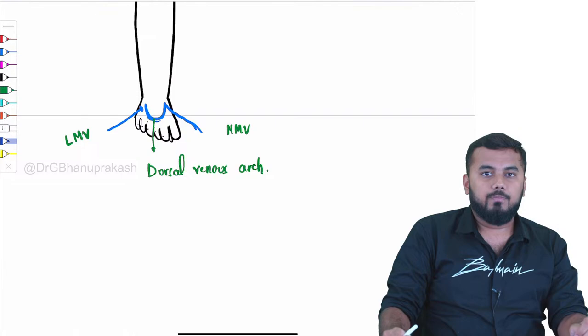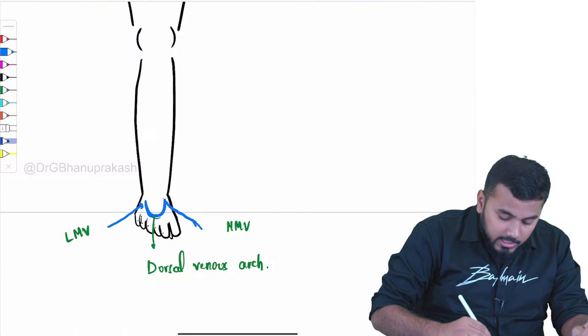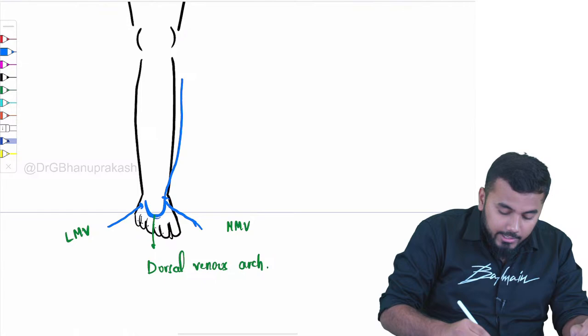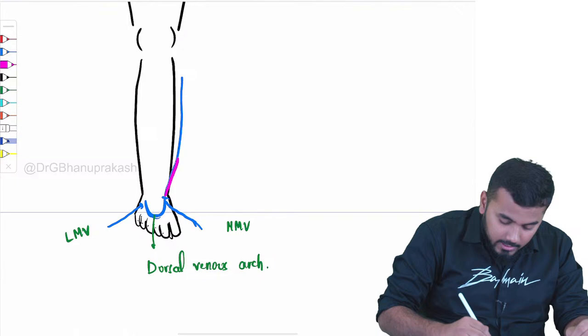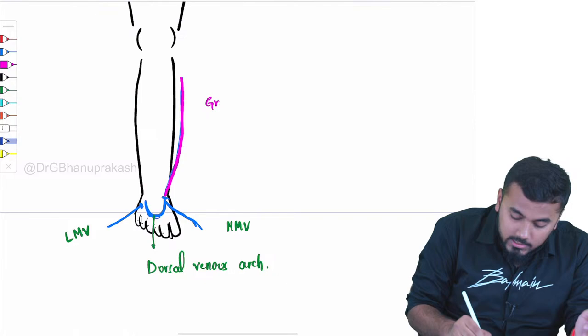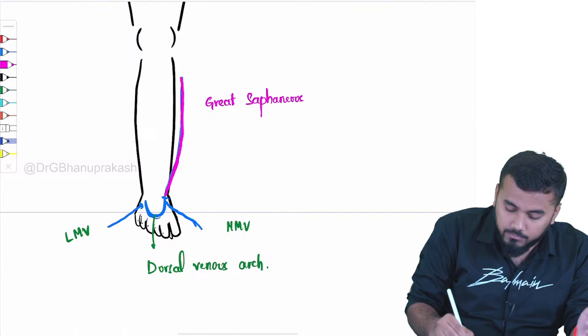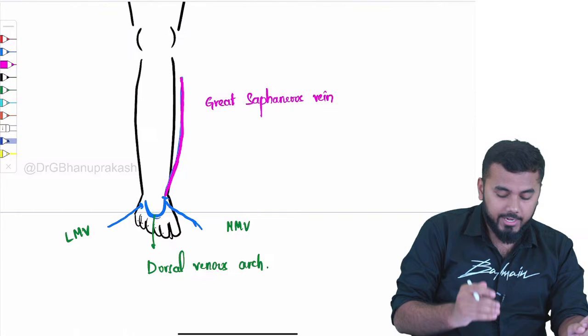Okay. Now, dorsal venous arch will continue like this. Look here. Dorsal venous arch will continue and drain into another vein. I think it would be better if I put multiple colors. Dorsal venous arch is draining into this pink color vein. So this pink color vein is called greater saphenous vein. Dorsal venous arch is draining into greater saphenous vein.